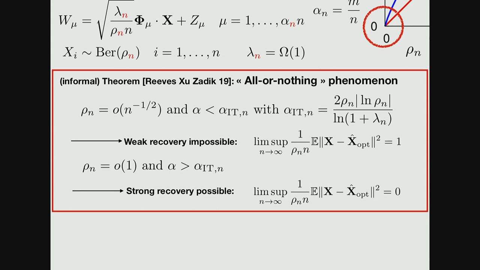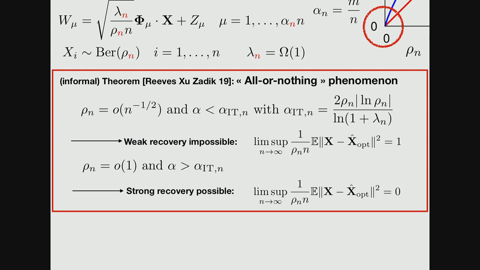So what they did is essentially to let, in their analysis, all quantities be sequences of n, okay? Including the sparsity, the signal-to-noise ratio, and the measurement rate. So they zoom really on the corner of this phase diagram. And what they obtain, informally, is the following. If the sparsity is very small, and very small means lower than 1 over square root of n, and your measurement rate is lower than this quantity, which now is indexed by n, which scales as the sparsity times the log of the sparsity, then weak recovery is impossible.